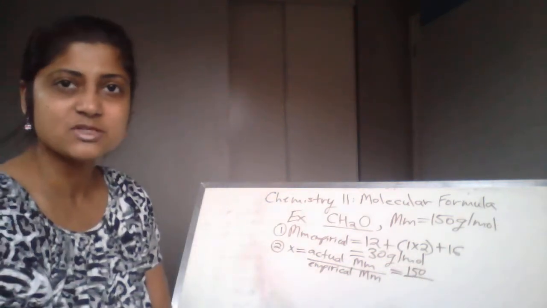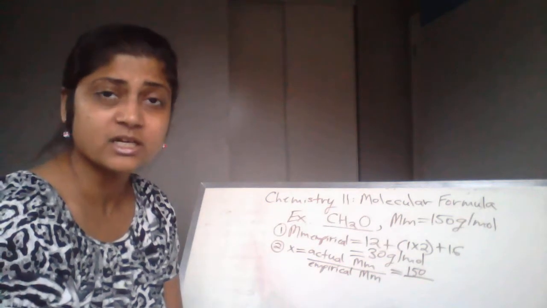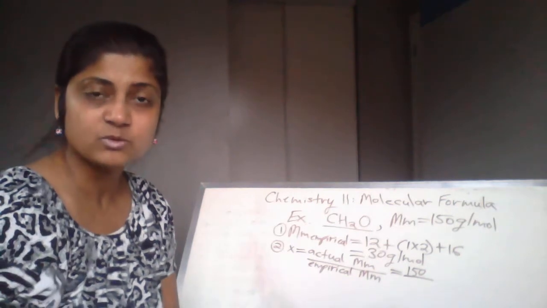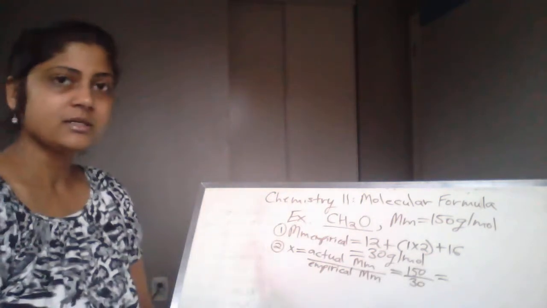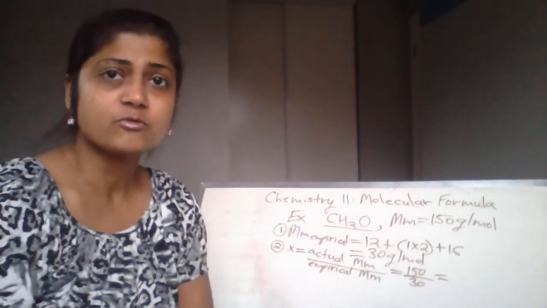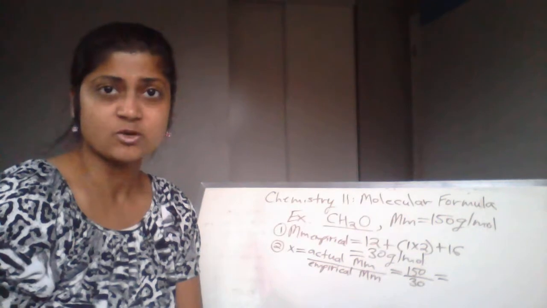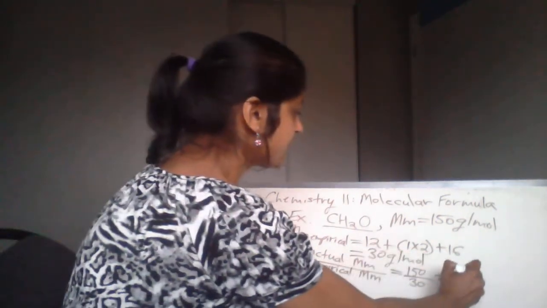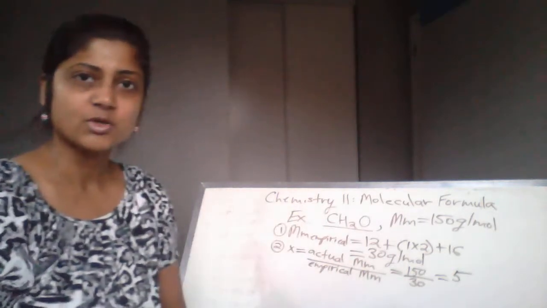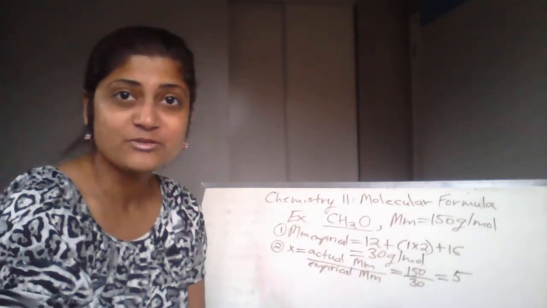So the one that's given to me in the question is 150 grams per mole, which is the actual molar mass of ribose. And then I'm going to divide it by the empirical formula molar mass that I found. So when you divide this, I notice I am getting 5. And this is the value of x.